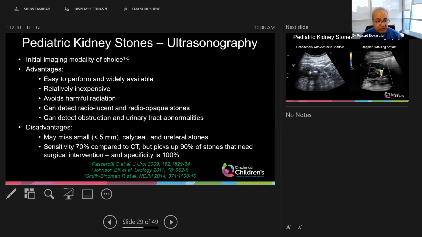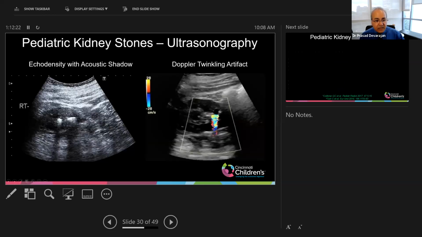So on the left, you're seeing the combination of echo density with acoustic shadow. The echo density is the dense stuff that you're seeing in the kidney, and then what you're seeing below that is the acoustic shadow. And it's important to see both the density and the acoustic shadow to be confident that it's a kidney stone. Kidneys can have a lot of reasons to have echo densities. It could be a blood vessel, it could be a lymphatic, it could be a lymph node, it could be anything. But if you don't see the acoustic shadow, we don't call it a kidney stone.